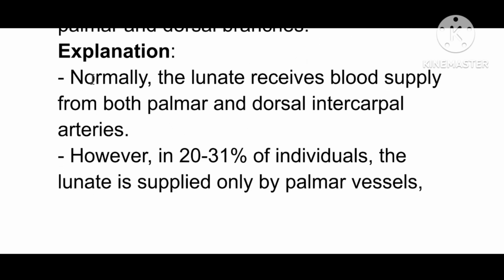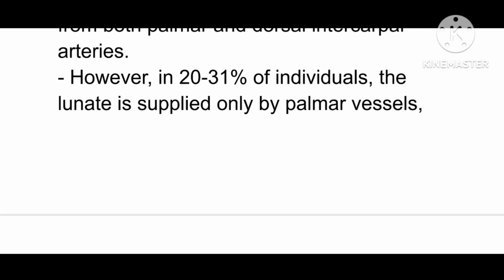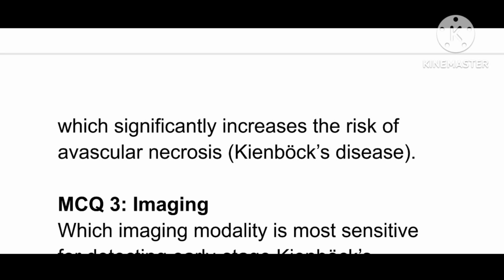Explanation. Normally the lunate receives blood supply from both palmar and dorsal intercarpal arteries. However, in 20 to 31% of individuals, the lunate is supplied only by palmar vessels, which significantly increases the risk of avascular necrosis, Kienbock disease.